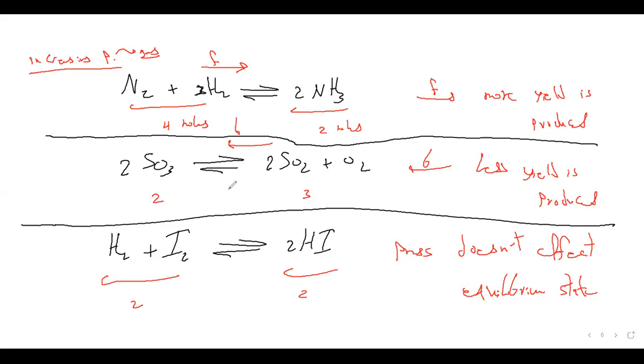If we increase pressure in case the number of moles in product is greater than reactants, it moves from product to the reactants. So it moves backward and less yield is produced. For H2 plus I2, the number of moles are equal on both sides, 2 moles and 2 moles. So pressure doesn't affect the equilibrium state, with equal number of moles on both sides.